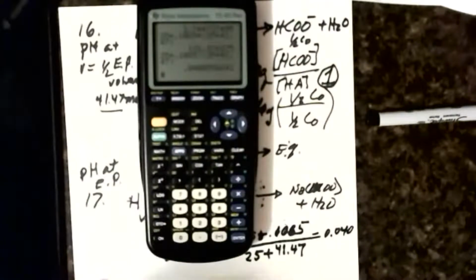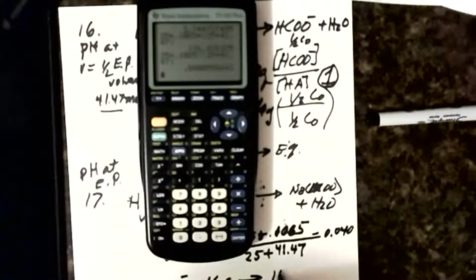So now this is going to hydrolyze. It's a base. So I've got HCOO minus. It's going to react with water. It's going to give me an equilibrium. It's going to give me HCOOH plus OH minus. So that's the reaction that's going to be taking place.